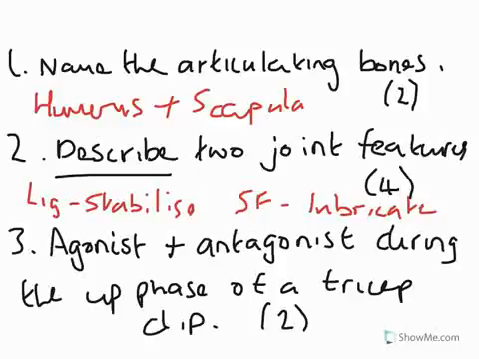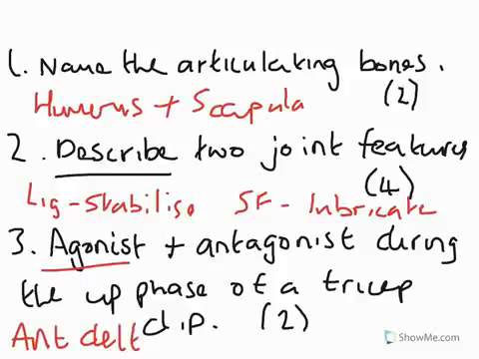Agonist and antagonist during the up phase of a tricep dip. Well, in the up phase, we actually come back, so the arm is coming forward. It's actually beginning to flex, so that is the anterior deltoid is the agonist, and the antagonist would be the posterior. So here, the agonist would be the anterior deltoid, the ant delt, and the antagonist would be the post delt.